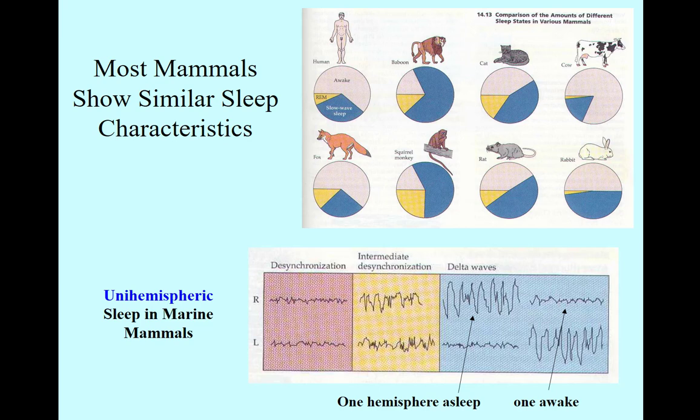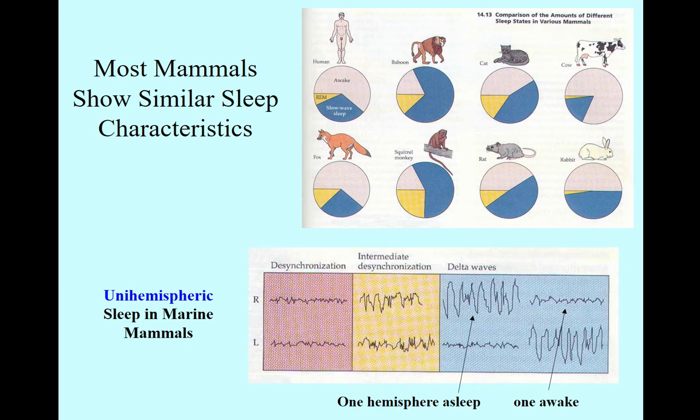You see animals that typically are prey animals sleep less. The ones that are more predators sleep a little more, but it's not a perfect relationship, because you have to factor in the animals that live in caves or burrow into the ground. Even though they're prey animals, they may sleep a little more because they're more protected because of their behavioral characteristics. But one thing is certain: most mammals show similar sleep characteristics.